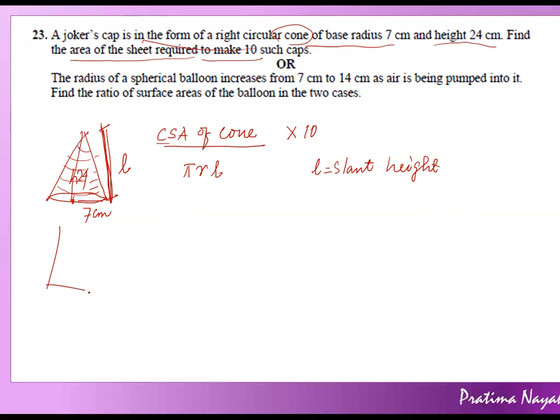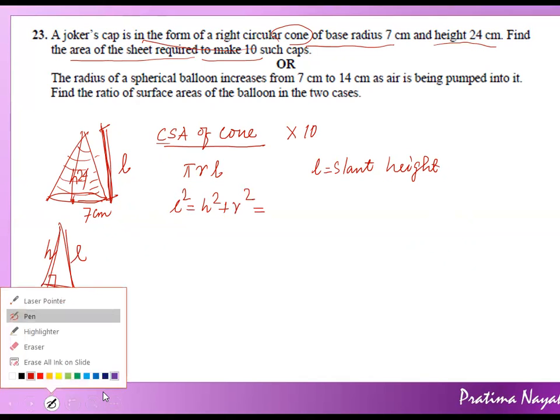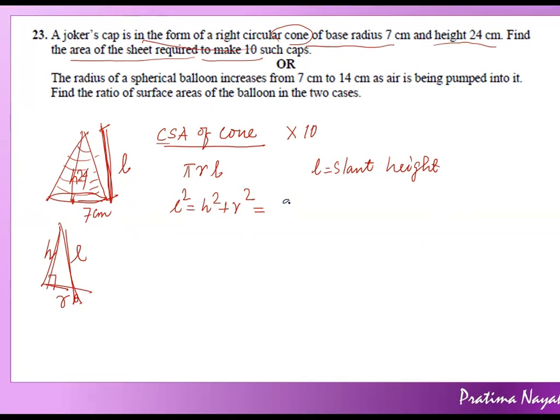Here you will see this is your radius, this is your height, and this is L. So we will apply the Pythagoras theorem. L square is equal to h square plus r square. I hope now you can calculate. H is 24 square, r is 7 square. 24 square is 576, 7 square is 49. So L square is equal to 625.